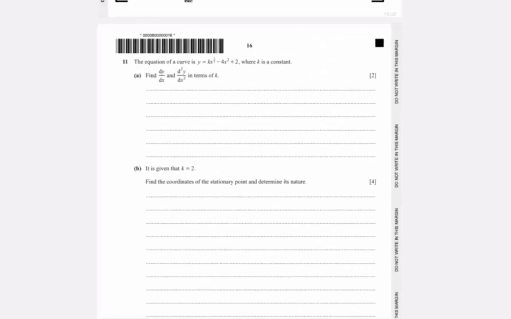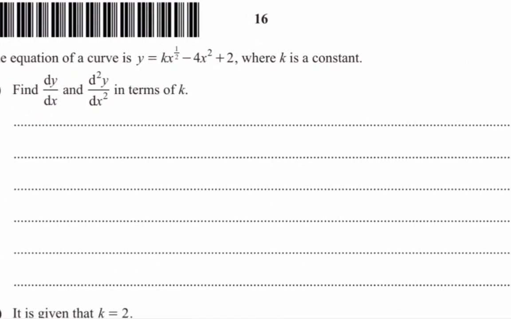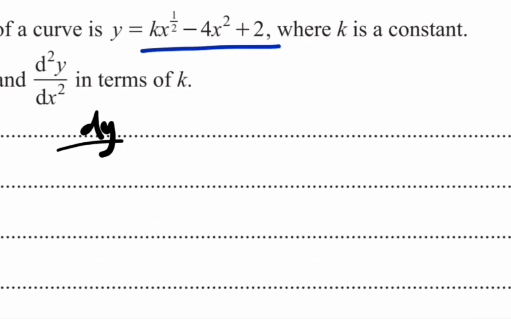And number 11, which is the last question on this paper, is saying the equation of a curve is that, where k is a constant, meaning k is just a number. Find the first and second derivative in terms of k. Just going to differentiate this. So differentiating that, we get the first derivative to be, take the power down, subtract 1 from the power, so that will be minus half.